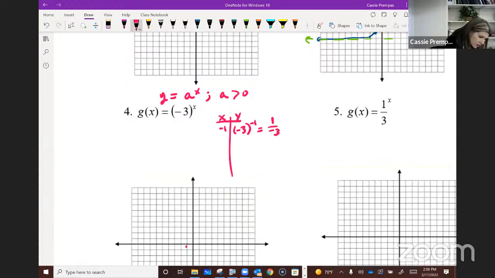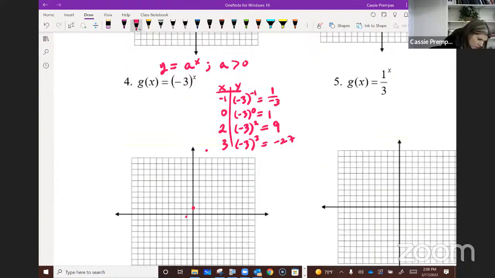If I plug in 0, I would get -3 to the 0, which gives me 1. So now I have the point 0, 1. If I plug in 2, I'm going to get -3 squared, -3 times -3 gives me 9, so I'm going to have 2, 9. If I plugged in 3, now I'm going to have -3 cubed, which will give me -27. So now I'm jumping all the way down here, 3, -27.